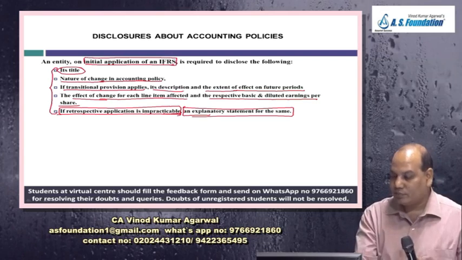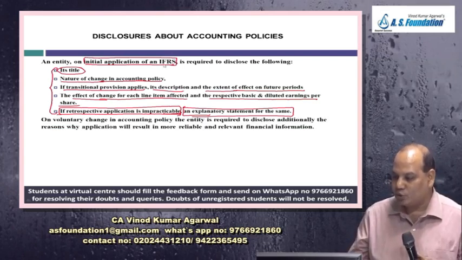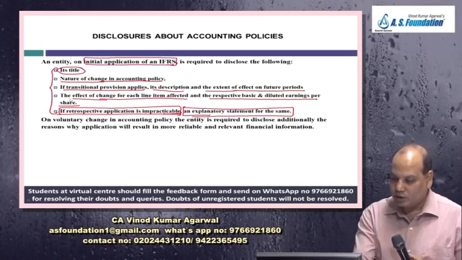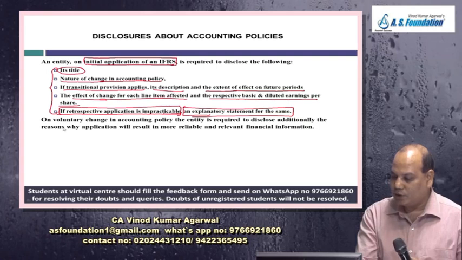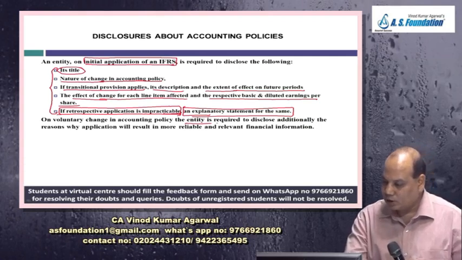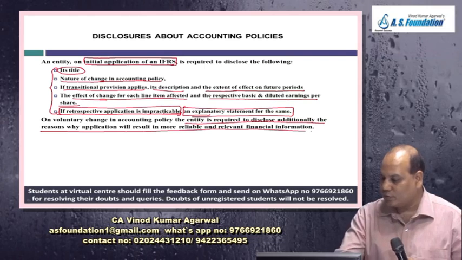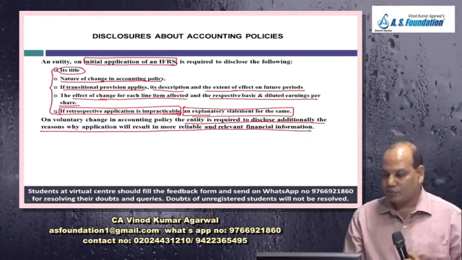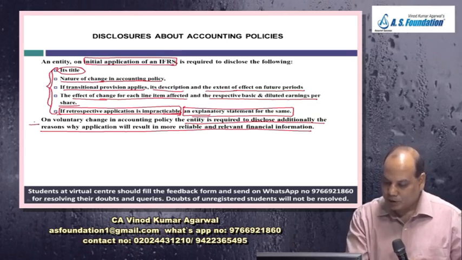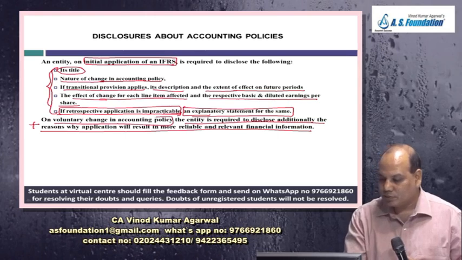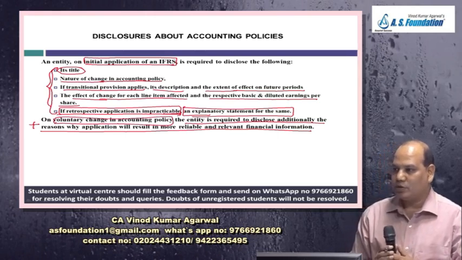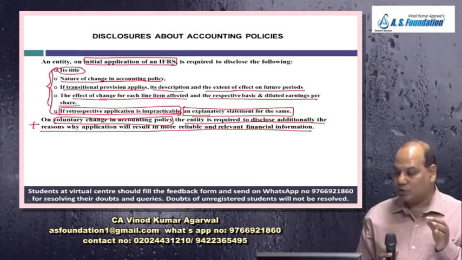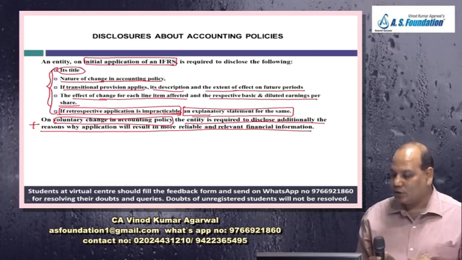Sometimes the change in accounting policy can be due to voluntary application. In that case, these 5 requirements will be there. In addition to the 5 requirements, you have to also justify why you have changed the accounting policy and how it will lead to more relevant and reliable information. Once again, understand, these 5 plus this disclosure will be given if there is a voluntary change in accounting policy. Because in a voluntary change, you have to inform your user why you think this policy will lead to more relevant and reliable information.